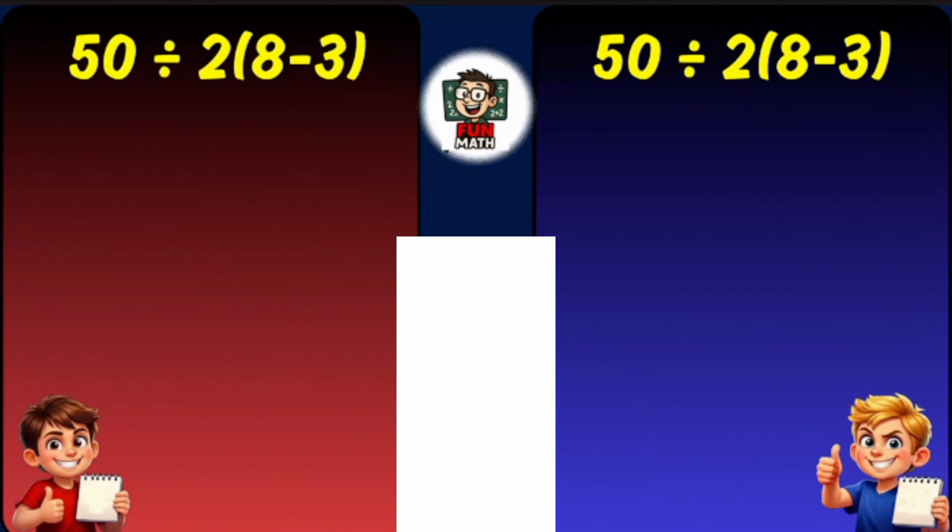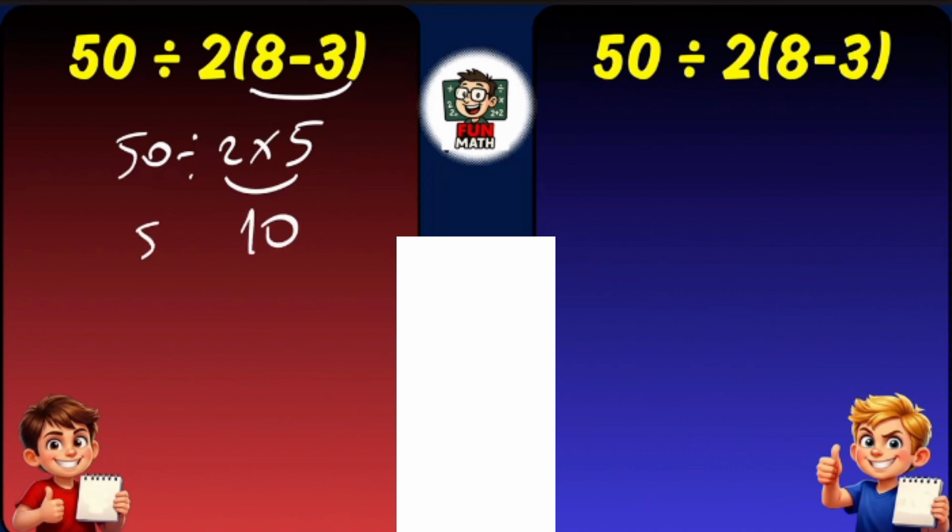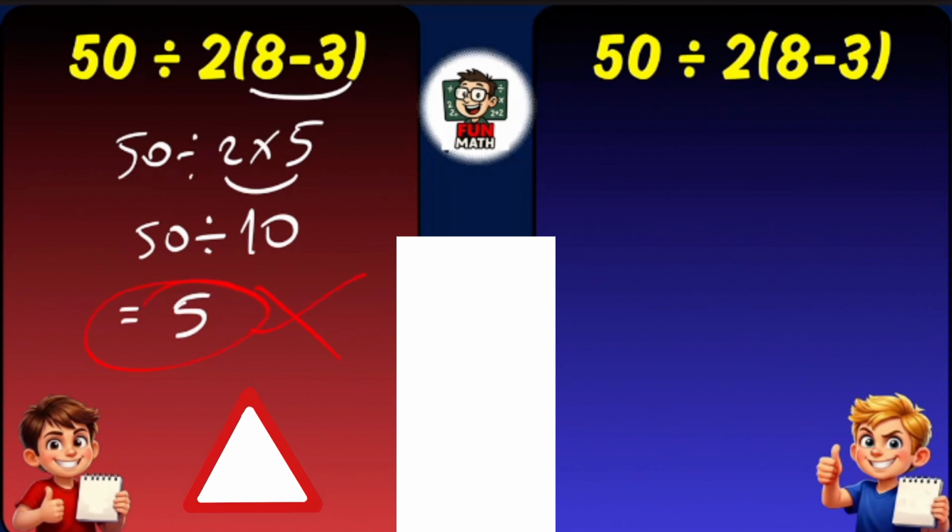First, parenthesis: 8 minus 3 equals 5. Now multiplication: 2 times 5 equals 10. Finally, division: 50 divided by 10 equals 5. If you solve the problem this way, you made a mistake.